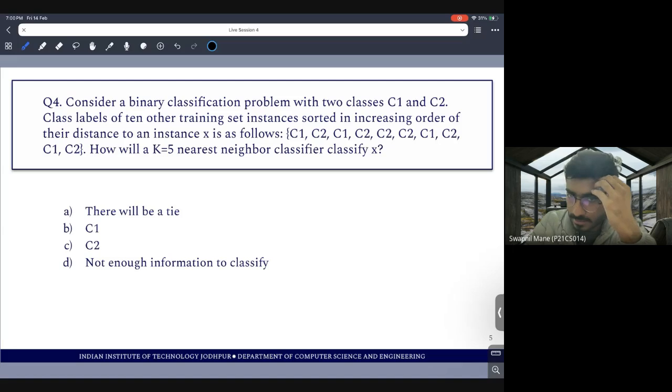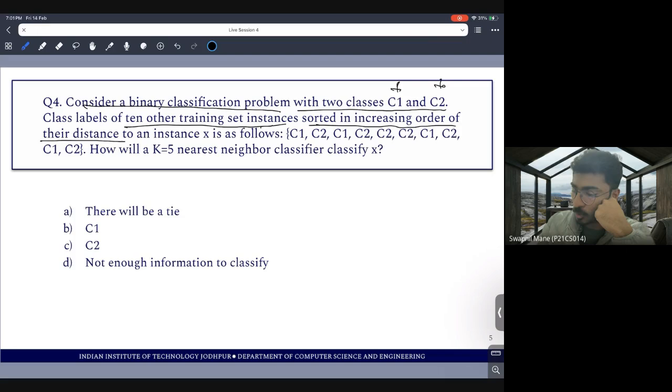Okay, the question again. Consider a binary classification problem. It is mentioned that this is a binary classification problem, means it is 0, 1, that is only two classes are there, with two classes C1 and C2, class 1 and class 2. Class labels are given for the training set instances. In the training set, 10 training instances have been given, and the instances sorted in increasing order of their distance to an instance x are as follows. How will a k equal to 5 nearest neighbor classify x?